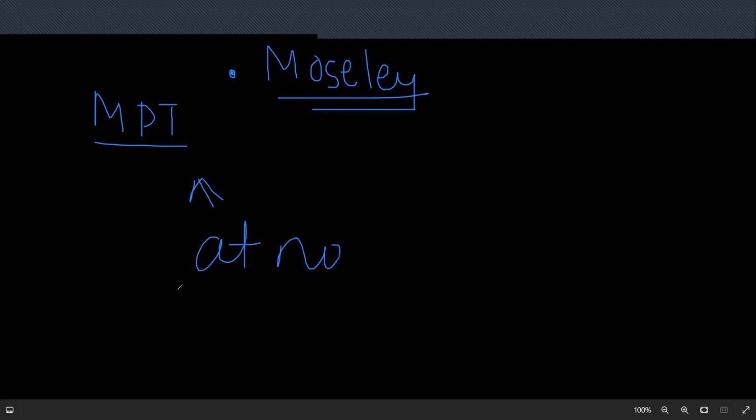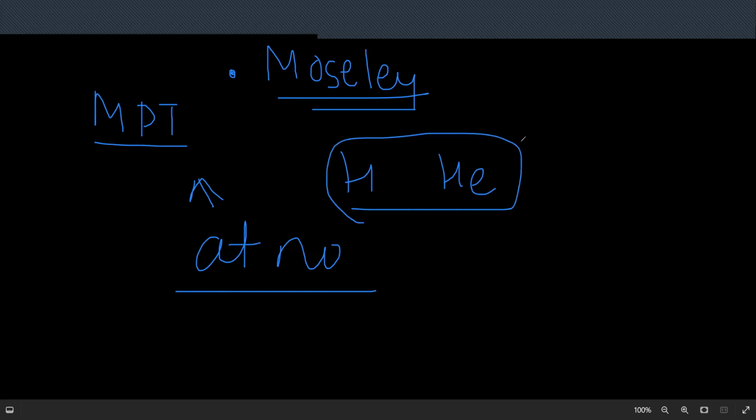So what does this mean? It states that all the physical and chemical properties of elements are a periodic function of the atomic number. So when we arranged hydrogen, helium, like we did, this was done on the basis of atomic number. Hydrogen has the atomic number of 1, helium has the atomic number of 2, continuing to 20, and there are more than that.